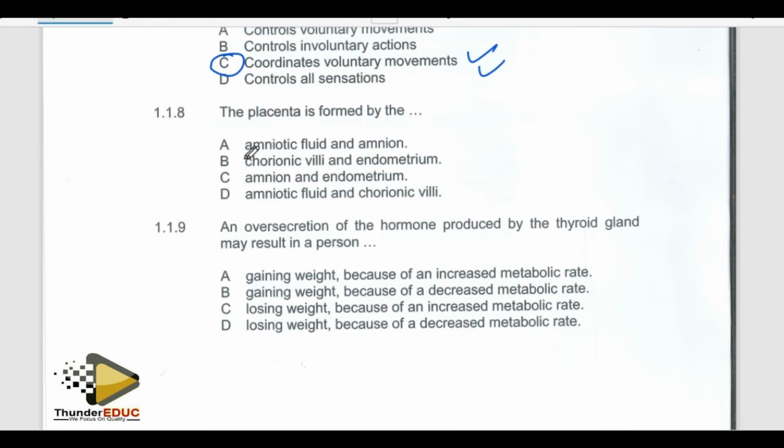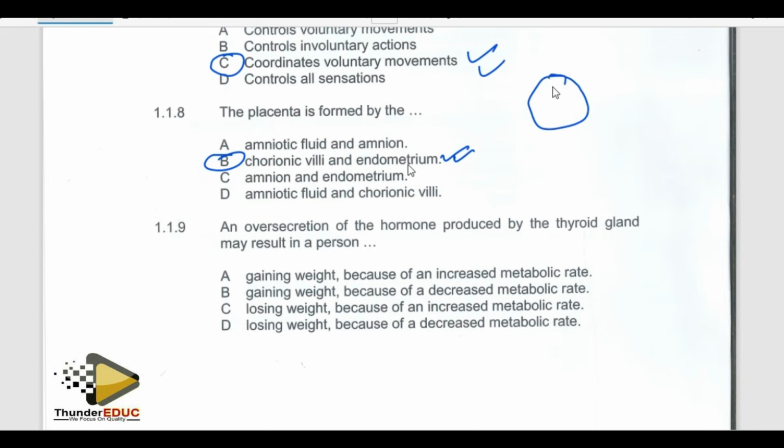Here is number 1. They are saying that amniotic fluid and amnion. Amniotic fluid, no. Chorionic villi and endometrium. Yes, it could be the answer, but let's see if we have the most correct answer. Always read all the objectives and find out the most correct answer. They're saying amnion, no. The moment there is amnion, no. Amniotic fluid and no.